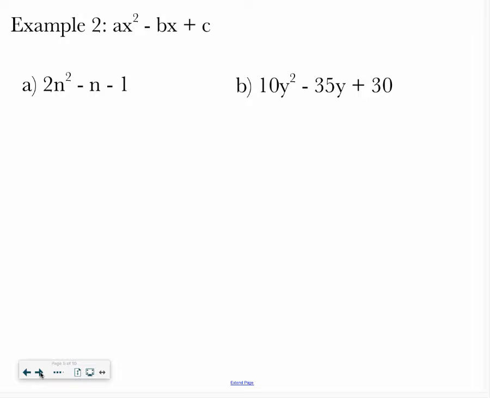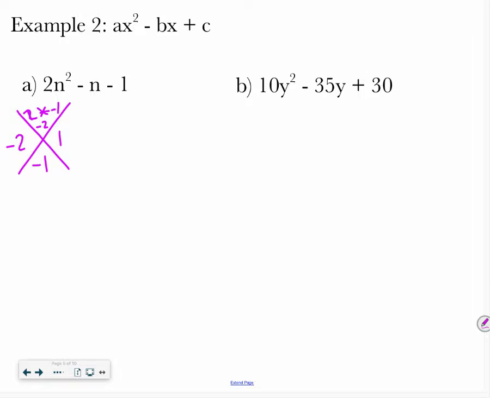All right, let's look at our second example. We have 2n squared minus n minus 1. Okay, so I have a 2, a 1, and a 1. I can't factor anything out of there, so I'm going to go straight to figuring out what my numbers have to be. So it has to add to a negative 1 and multiply to 2 times negative 1, or negative 2. So what multiplies to a negative 2 and adds to a negative 1? That gives me negative 2 and a positive 1.